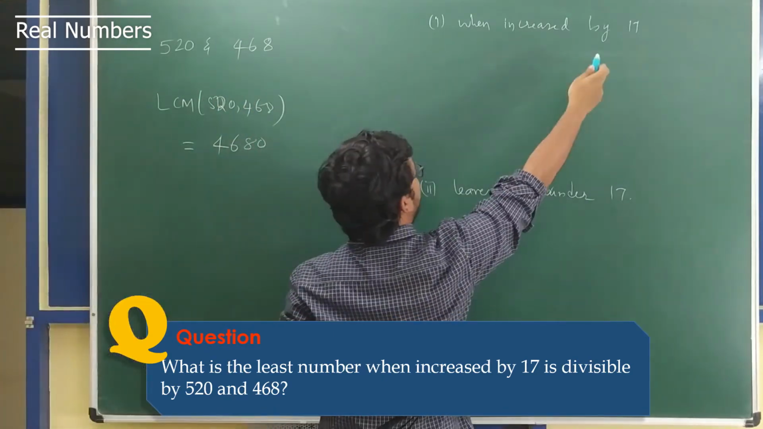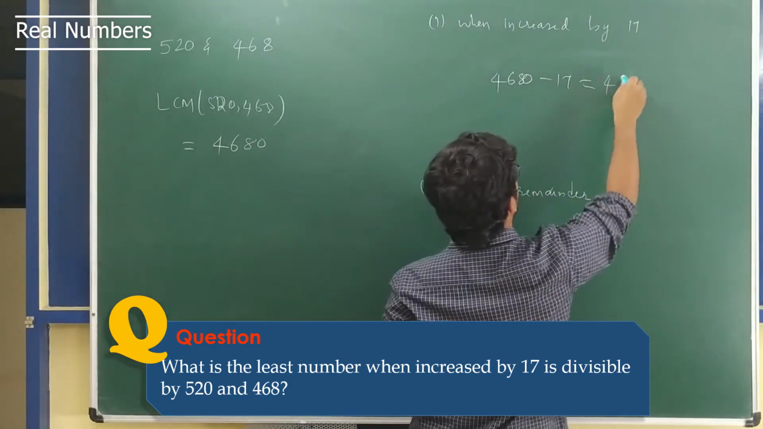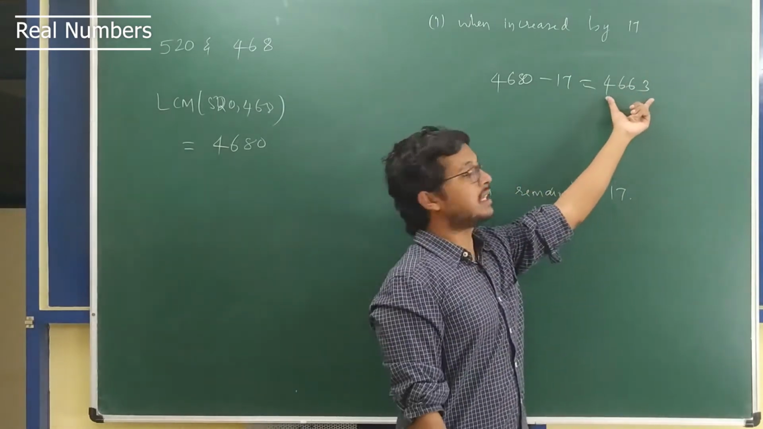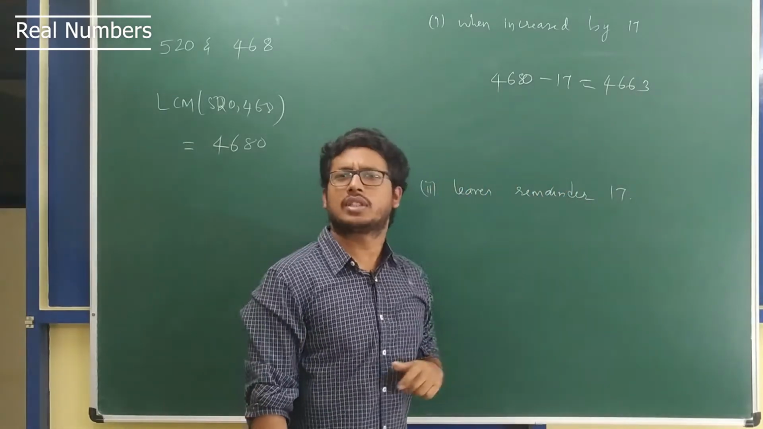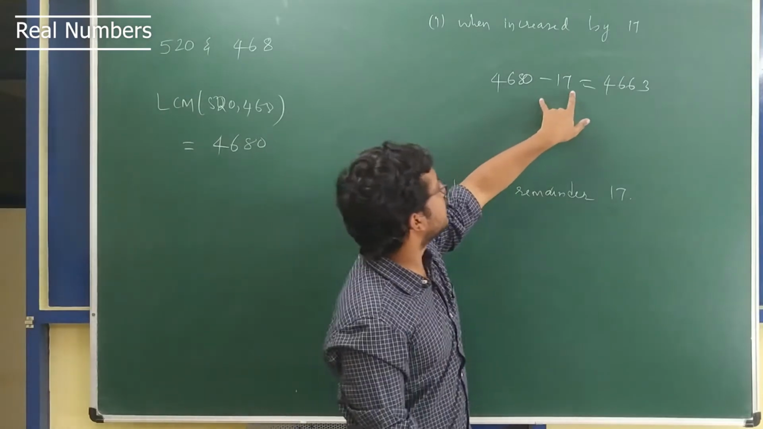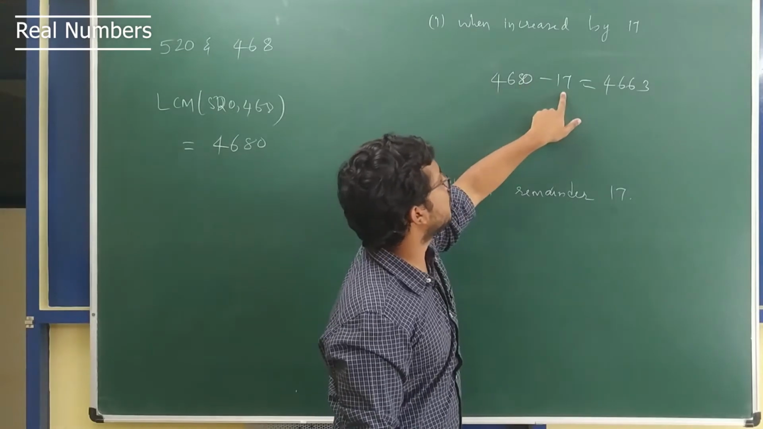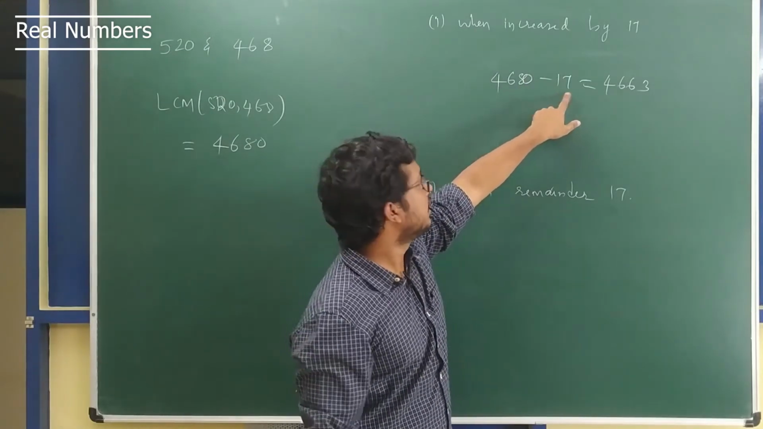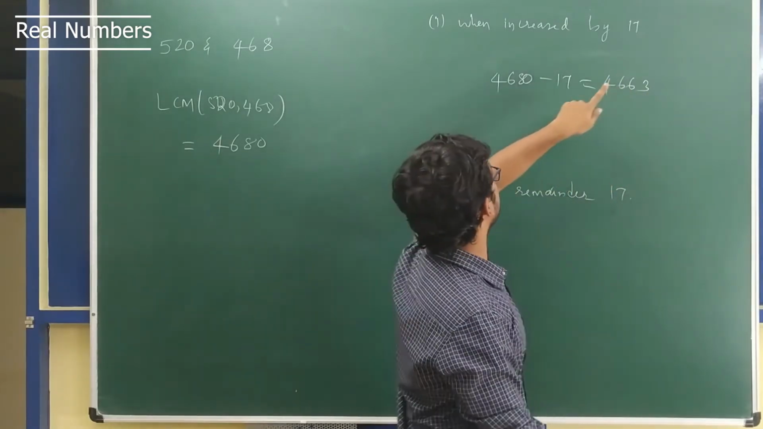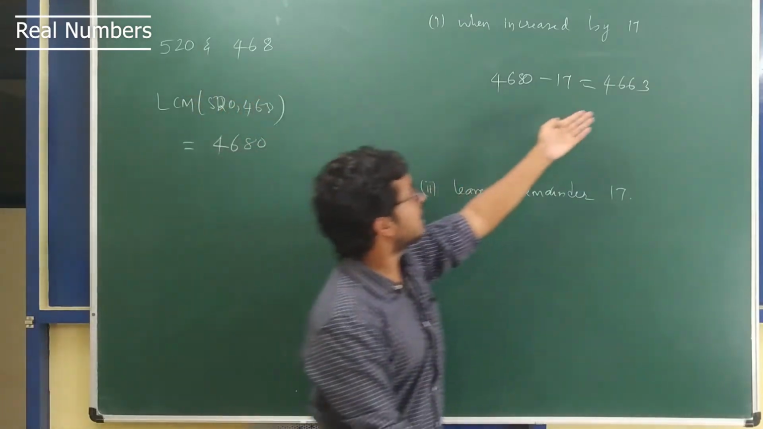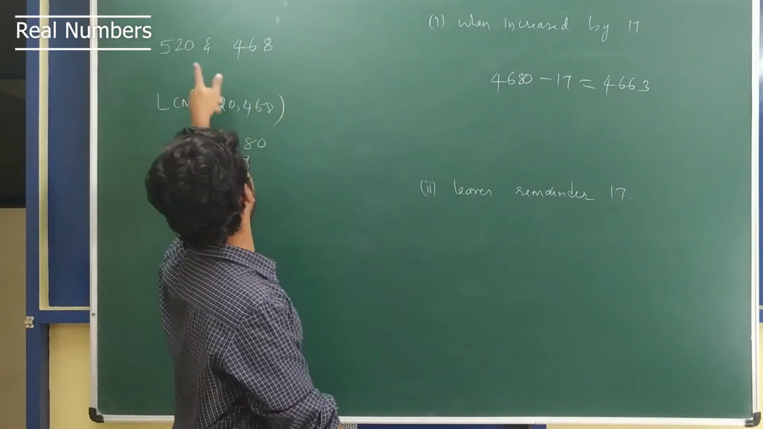So after raising by 17, it must be 4680, which means I do 4680 minus 17. This is actually 4663. If you take 4663 and raise it by 17, 4663 plus 17, I will get 4680. A common mistake is that you end up adding this 17, which would be wrong. If I add 17, 4680 plus 17 would be 4697. If you take 4697 and divide by these two, or further increase that number by 17 and then divide by these two, it will not be divisible. That would not be a number which is divisible by both of these two.